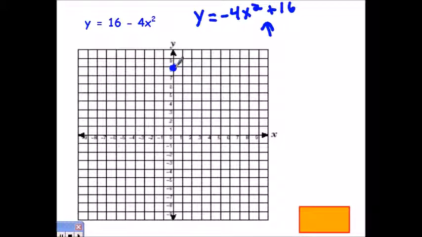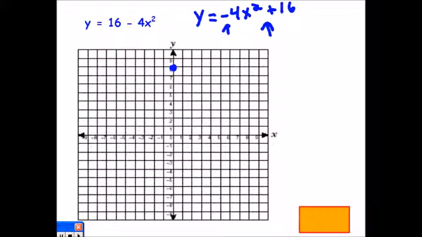Also notice that since this is a negative number, my parabola is going to be opening down instead of opening up. Okay, that vertex also happens to be my y-intercept, so normally I would go with the y-intercept, but I can't here. So we'll go ahead and find two other points.